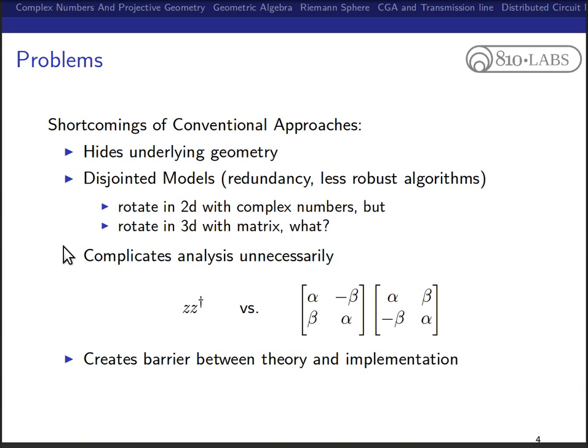Another problem is that using matrices of complex numbers will complicate the analysis unnecessarily. Here's another example. We can write the modulus of a complex number squared in this format, but if we were using matrices of real numbers, we'd have to express it in this format, which is much more complicated, much less concise. Similarly, geometric algebra is going to let us express complex matrices in a more concise way. All of these little problems create barriers between expressing the theory and actually implementing results in algorithms.